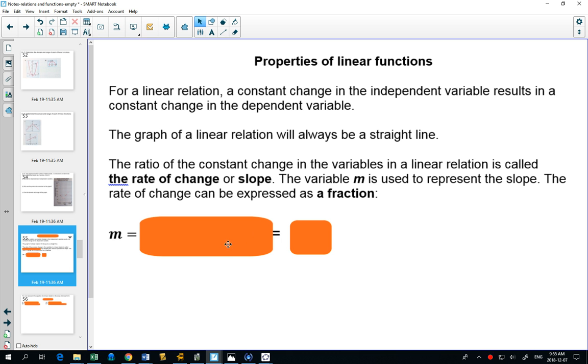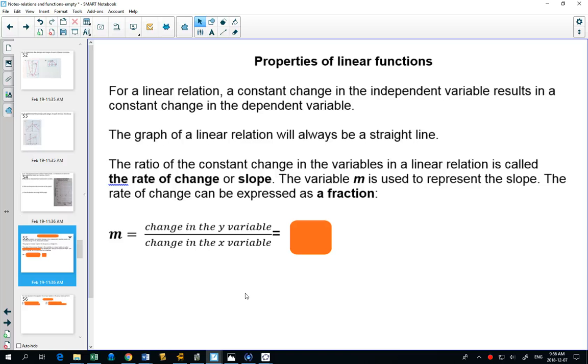So our formula for the slope is look at how much the y variable changes and look at how much the x variable changes. In English, we simplify that to rise over run. Rise is how much something changes up and down. Run is how something changes horizontally.